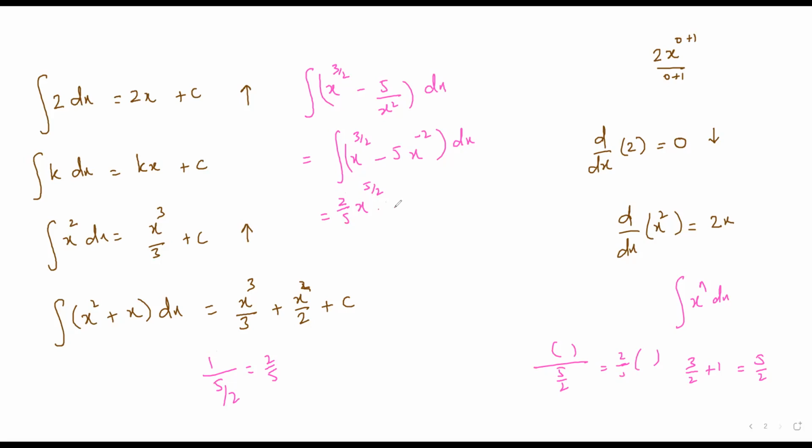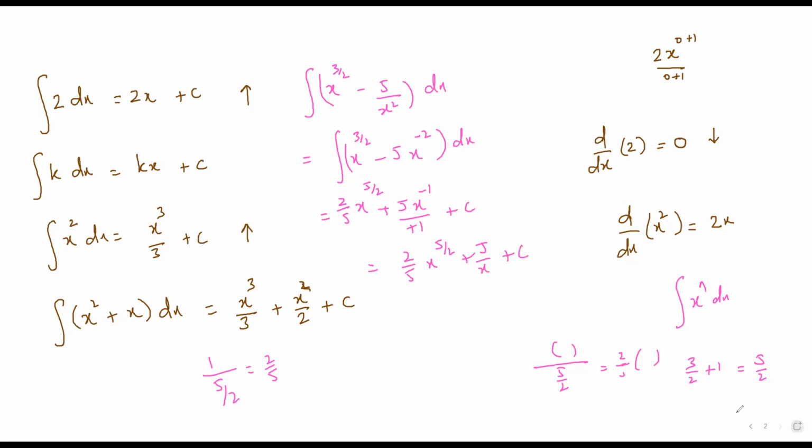Now this is going to be minus 5, and this is x to power minus 1 over minus 1 and then plus c. This is cancelled with this. So you have 2 over 5 x to the power 5 over 2 plus 5 over x plus c.